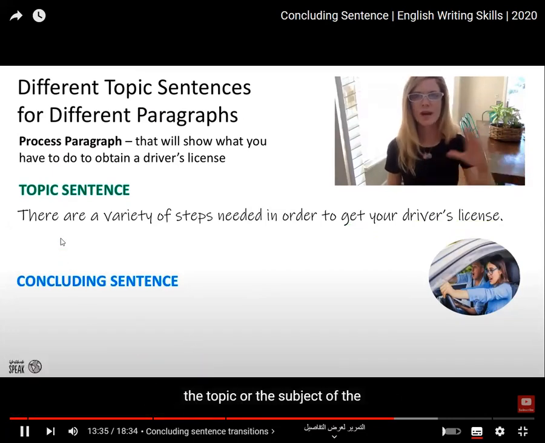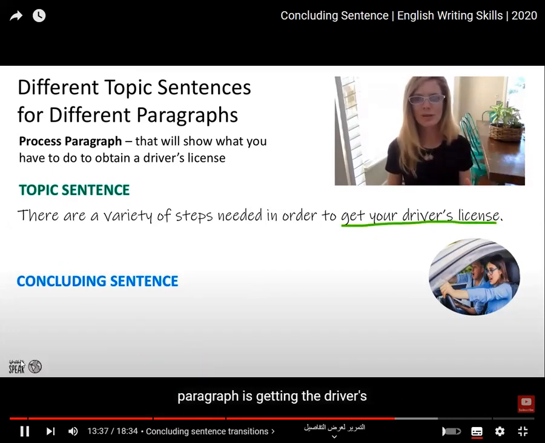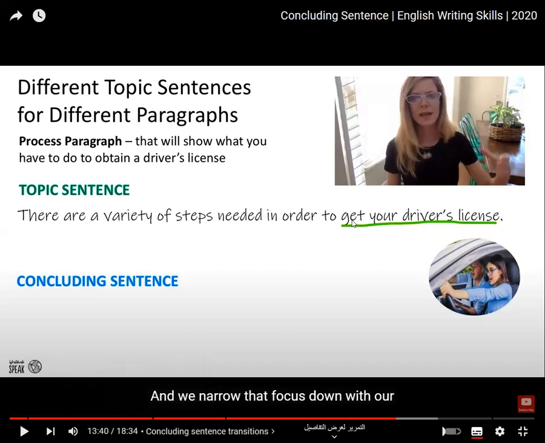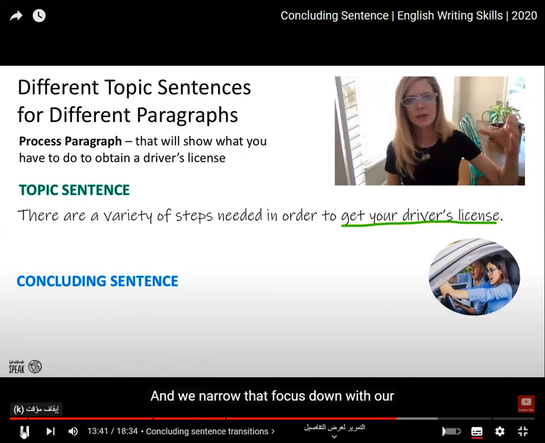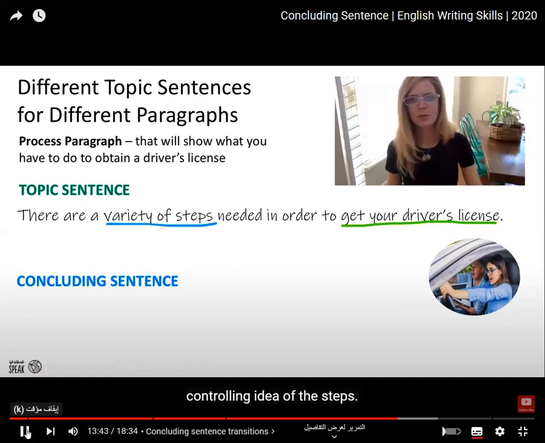Well, the topic or the subject of the paragraph is getting the driver's license, right? So the topic is what? It's getting your driver's license, which means obtaining a driver's license. So how do I do the controlling idea? I talk about the variety of steps, which means a variety of steps needed in order to get your driver's license. And we narrow that focus down with our controlling idea of the steps.